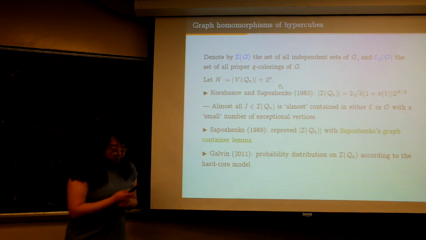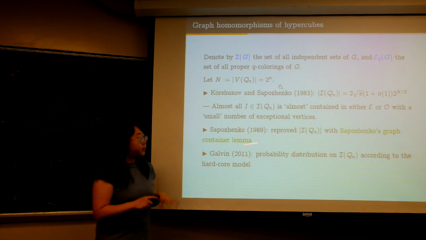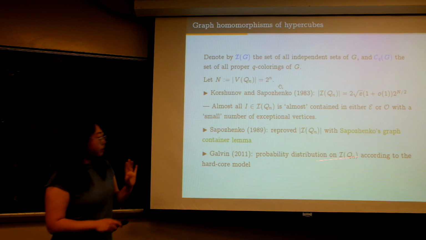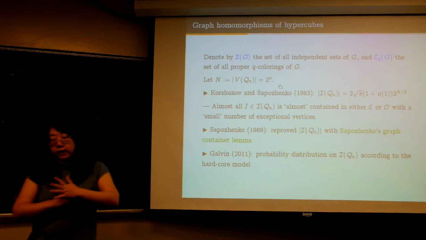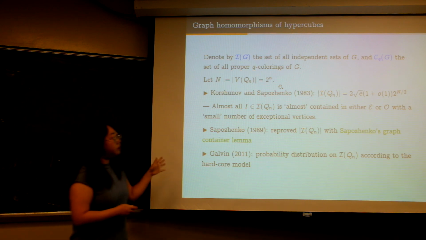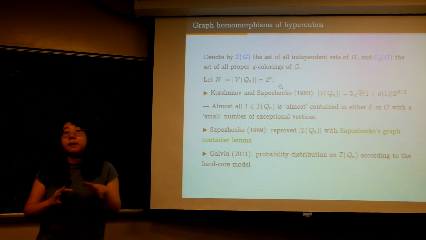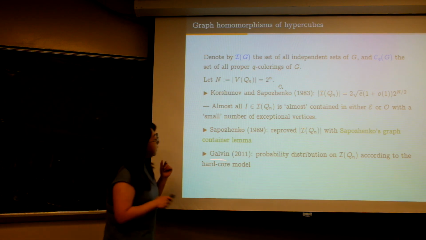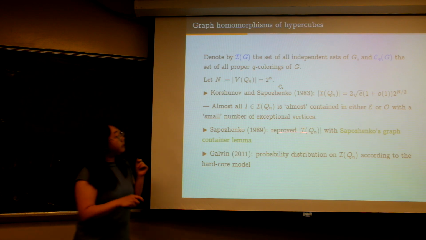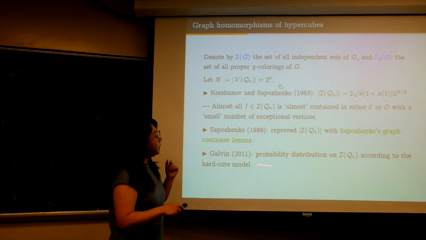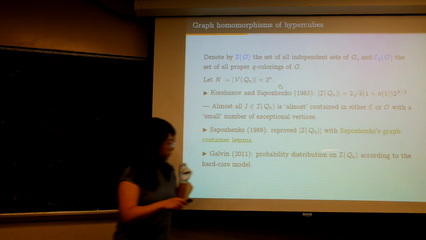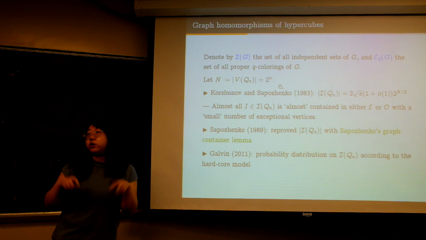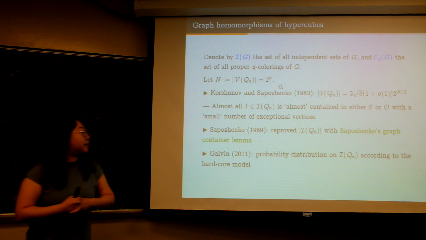But this is saying that this natural way is indeed almost the truth for almost all independent sets. Later, in 1989, Sapozhenko reproved these results with the introduction of a new tool called Sapozhenko's graph container lemma. This is a very influential proof, because since then, this container lemma has become one of the main techniques for this topic. Later, in 2011, David Galvin employed this container lemma and studied the probability distribution on the independent sets according to the hardcore model. So it's more like a weighted version of the number of independent sets.